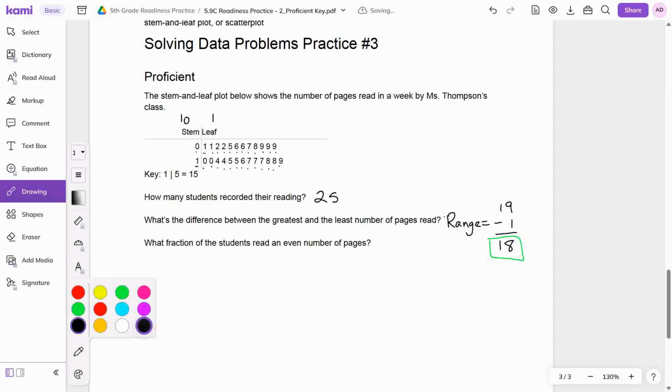And then which fraction of the students read an even number of pages? Well, it's going to be over 25. Remember, there's 25 total students. Let's count the even numbers. So 1, 2, 3, 4, 5, and then we're going to count that as 6, 7, 8, 9, 10, 11, 12. All right, so 12 out of 25 students read an even number of pages. Those are the numbers that end with digits 0, 2, 4, 6, or 8.